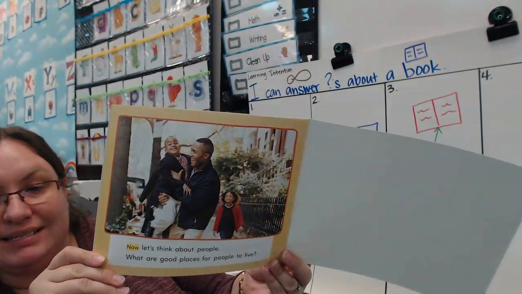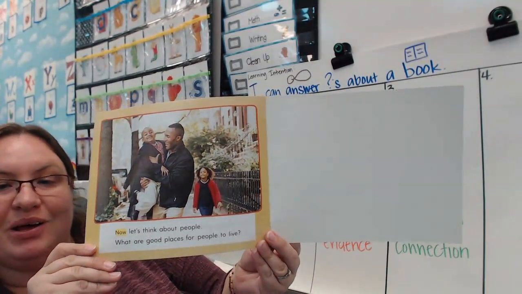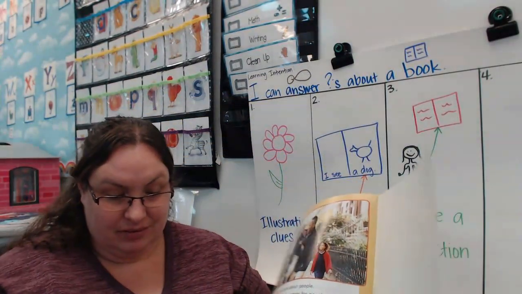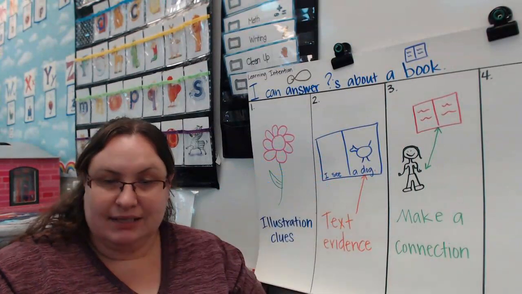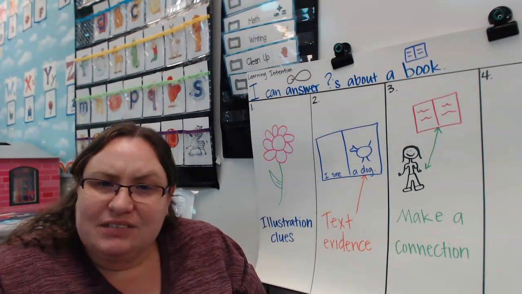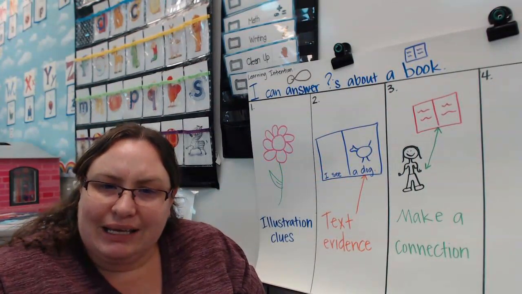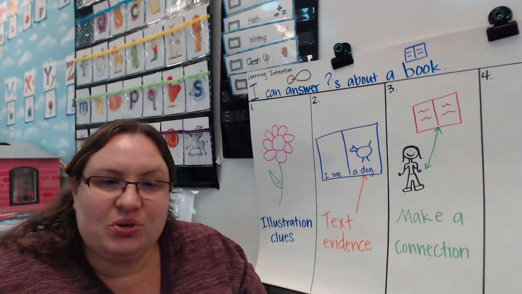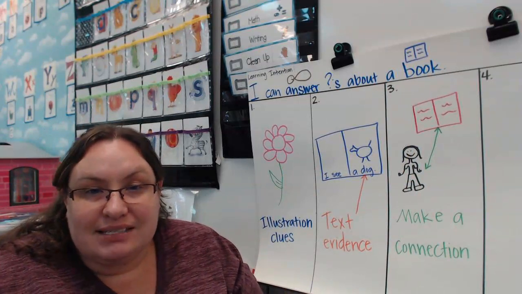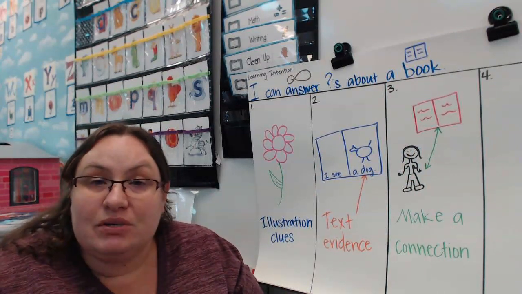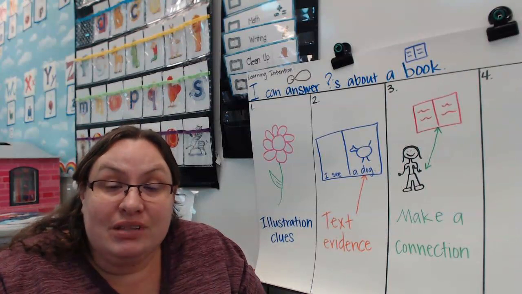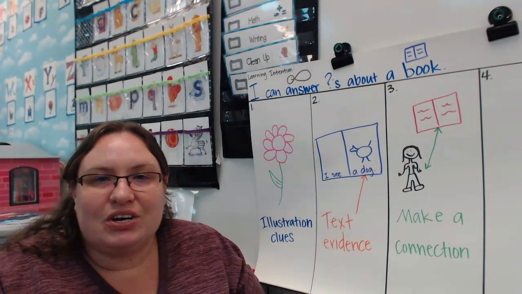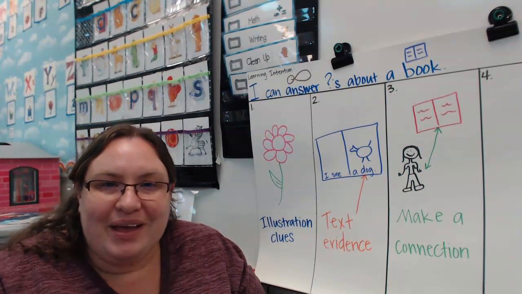Now, let's think about people. What are good places for people to live? What do you think? This is actually a question that helps you make a connection to this story. The story was telling us important things about the places animals live, like they find food there, or they have shelter, that's where they make their home. What is a good thing about the way we live?